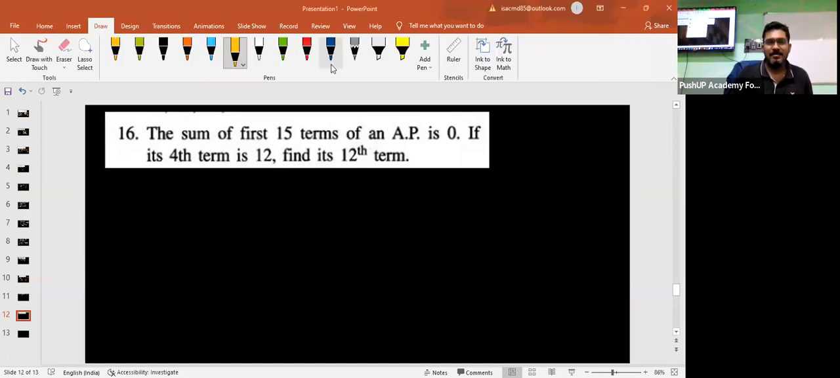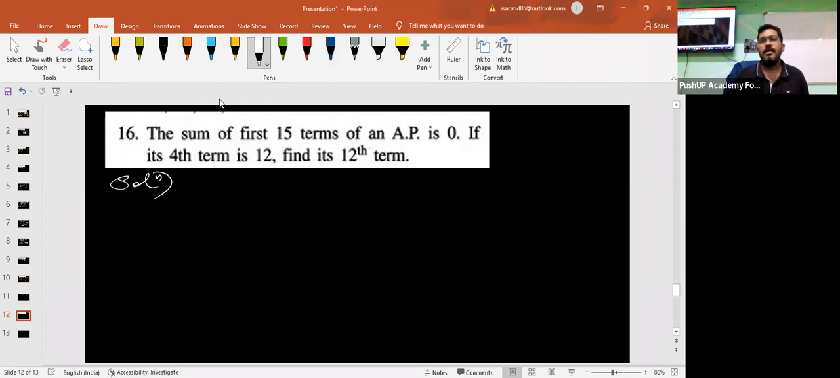The sum of the first 15 terms. Who is not able to do it? Purvashri, okay. Caitlin has got it, very good. Pavish is not able to solve. Don't worry, I'll help you. The sum of the first 15 terms of an AP is 0. S15 is equal to what? 0. Then they have given the fourth term is equal to 12. So A4 is equal to 12. And they are asking us to find its 12th term. A12 is what they are asking us to find.